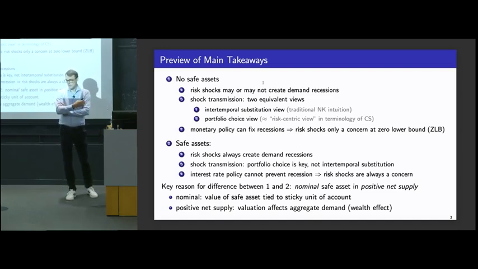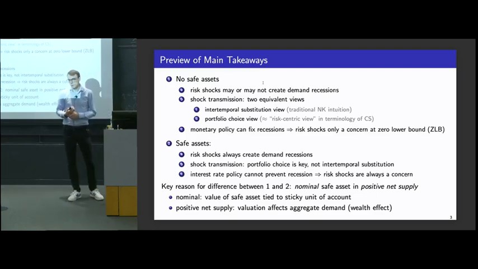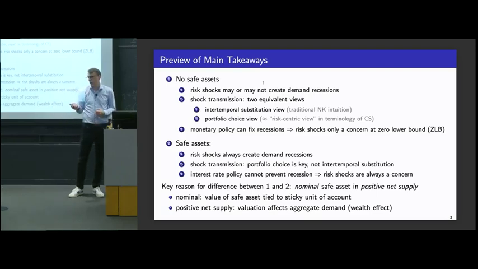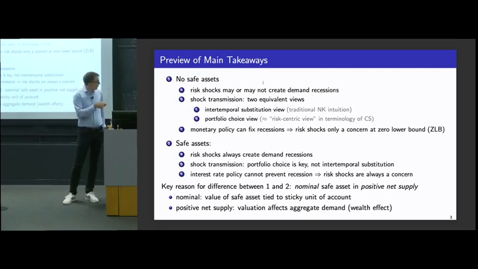So they're not a problem unless you are constrained. So now we are out of the zero lower bound or any effective lower bound. So a prediction, if you take these models very seriously, would be that in times like right now, we shouldn't really worry about these risk premium shocks, because if the monetary policy makers don't make mistakes, they're going to take care of them. A slightly different view emerges when you put in safe assets.